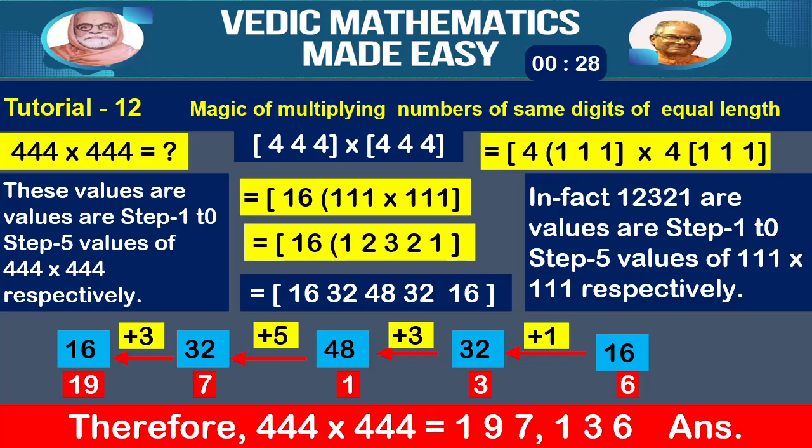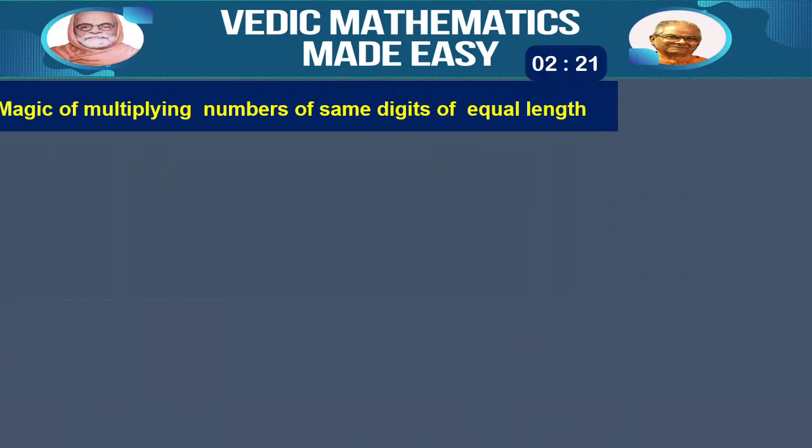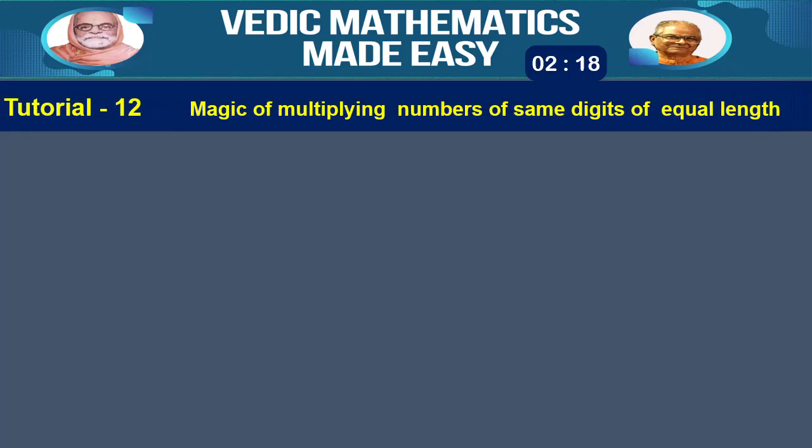Note, in this process, there is no complexity of writing the step diagrams and finding the values of each step. Friends, you can also consider 444 into 444 is equal to 444 whole square, meaning for squaring the same digit number of any length, you can use this process. Friends, after knowing the process clearly, we can solve any big problem within a few seconds.